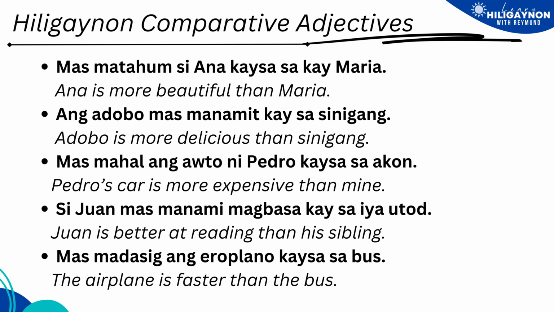Mas manami magbasa si Juan kesa sa iya utod. So Juan is better at reading than his sibling. Mas manami magbasa si Juan kaysa sa iya utod. Basa means to read. And then manami means good, mas manami is like better.